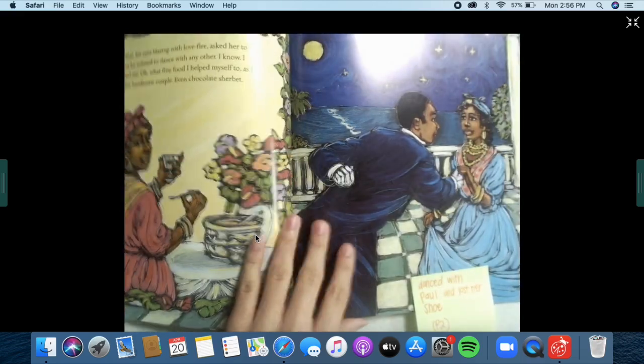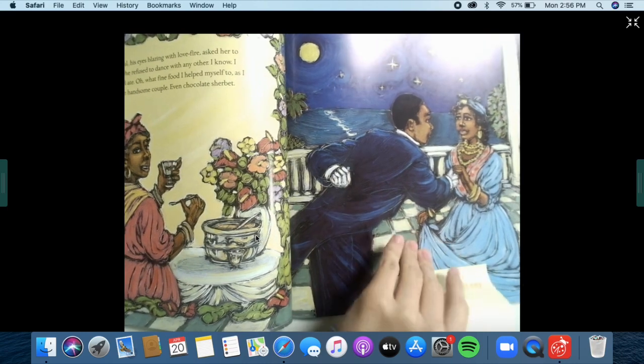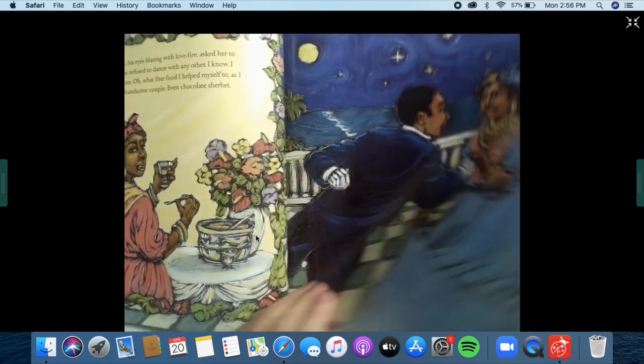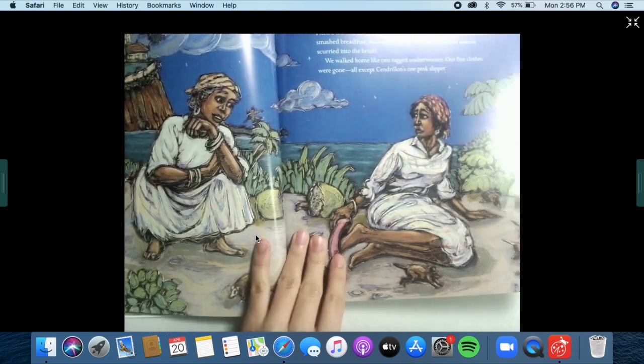At the ball, Paul only danced with Cinderella. She had to leave abruptly, or quickly, before midnight and lost one of her shoes, so that was another problem. She lost her shoe.